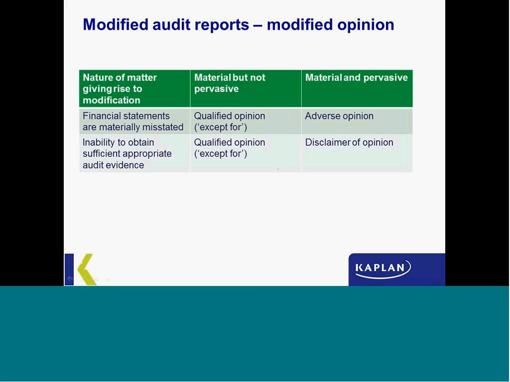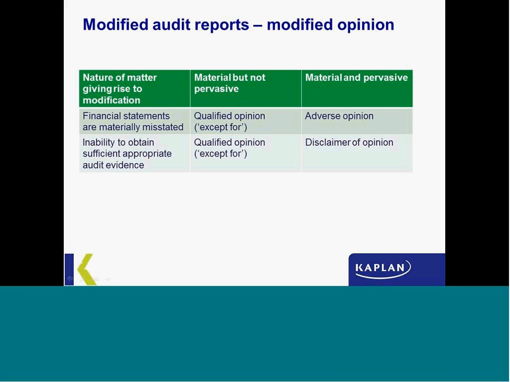So let's have a little think about the next situation. The next situation is a modified audit report with a modified opinion. This comes up the most frequently. There are two options. The nature of the matter giving rise to the modification could be that the financials are materially misstated, or a disagreement. So this bit here is having a disagreement with the directors. We're saying to them, look, you need to change inventory, you need to change revenue, or you need to change whatever it is.